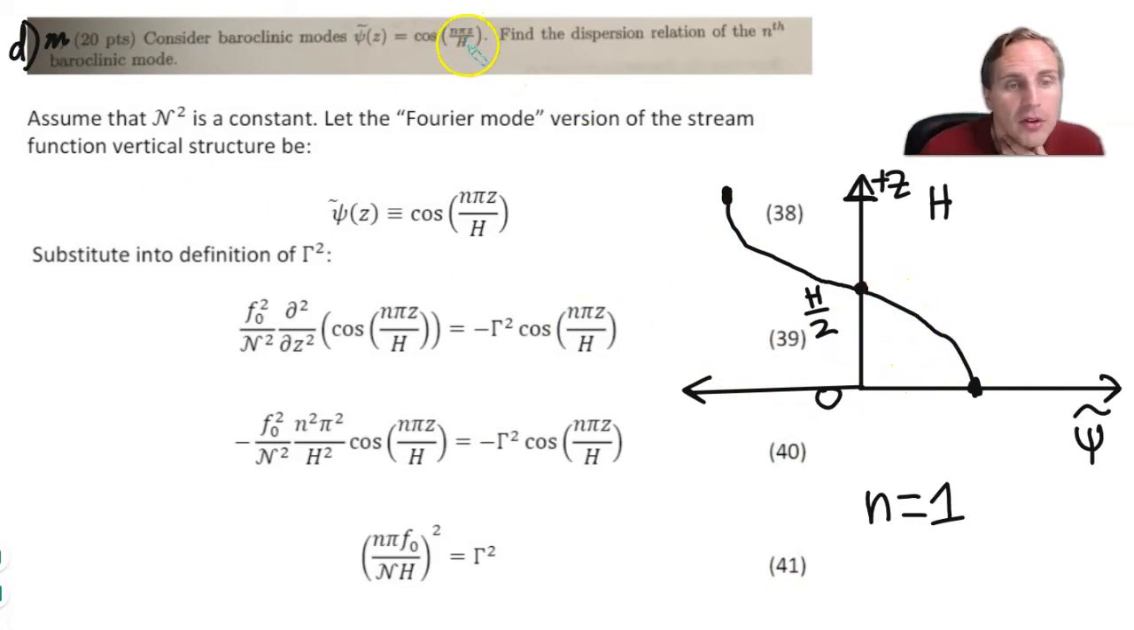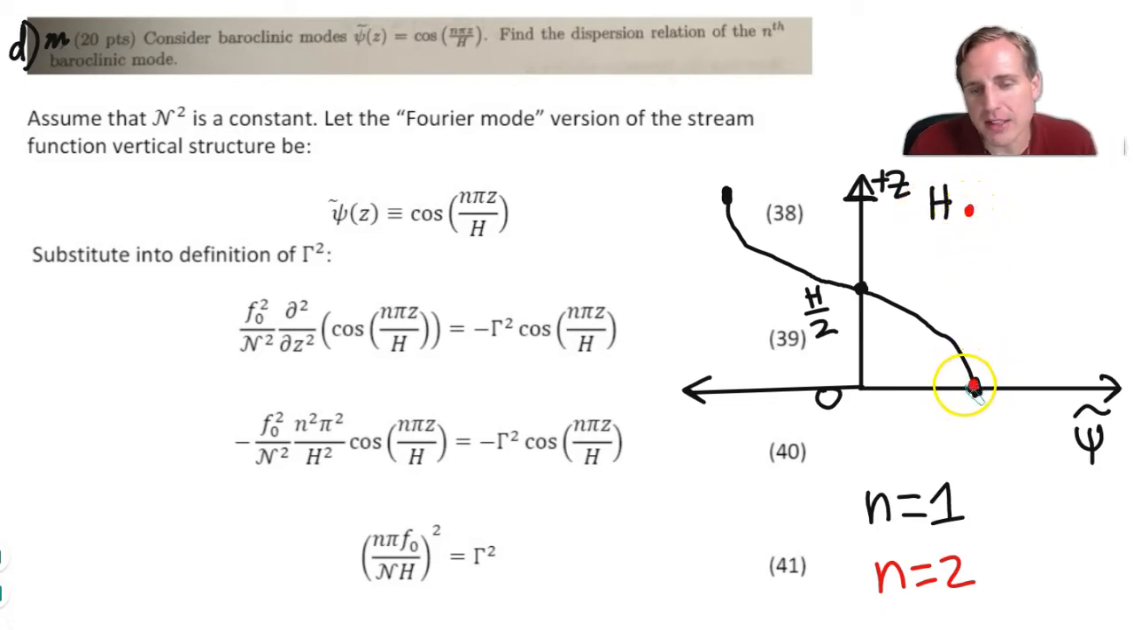Now think about this. If you do the n equals 2 mode, we still know that when z equals 0, we're at the maximum value. And then when z equals h, we're actually back to the maximum value, because that's like the cosine of 2 pi, which is the same thing as cosine of 0, which is the maximum value, like it's 1. Now notice, it's still going to go through 0, but then it's going to go down to here and then back. So I think the second mode is going to look like this. Something like that. I didn't draw it extremely well.